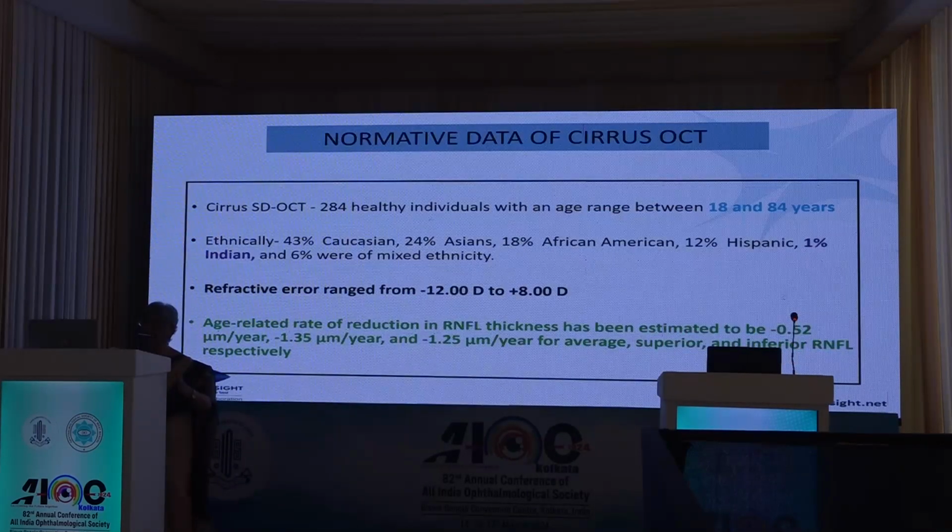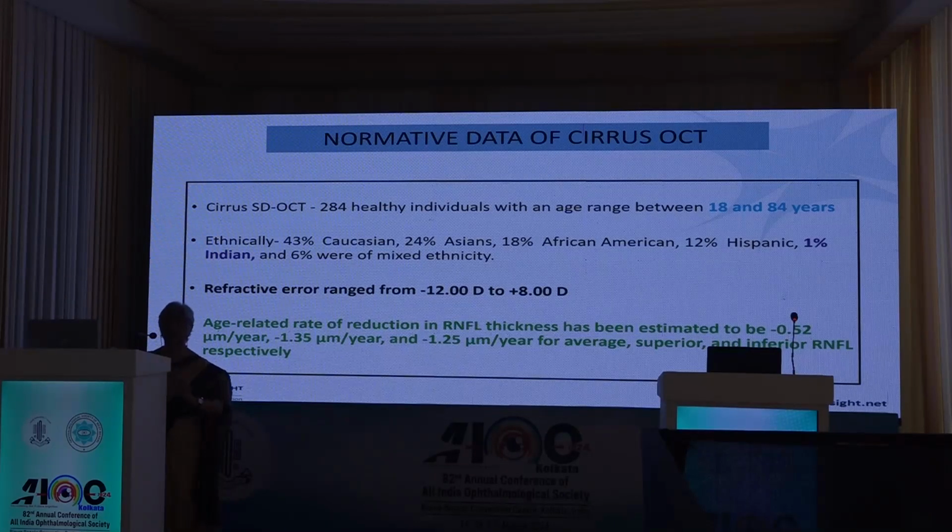Now let's go on further. You must know what is the normative data of your machine. The Cirrus OCT had 284 healthy individuals, age range between 18 and 84 years. Now suppose, for example, you have a 13-year-old girl who has a very large disc and large optic cup, and the person comes to you, then if you try to analyze this data, they are going to compare it with an 18-year-old. So please, this analysis is going to be fallacious.